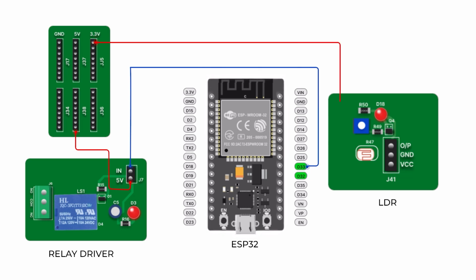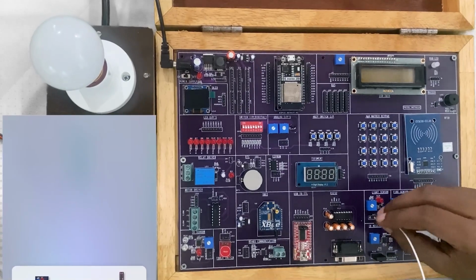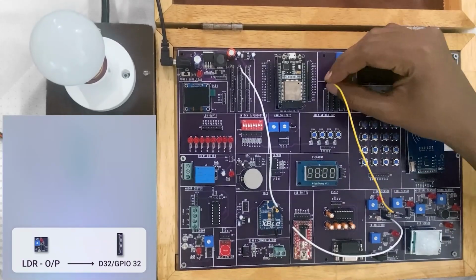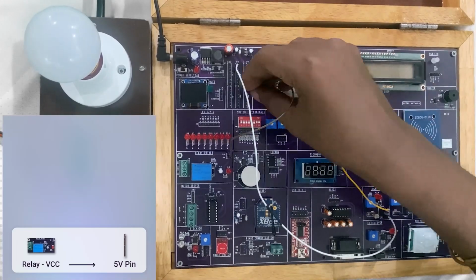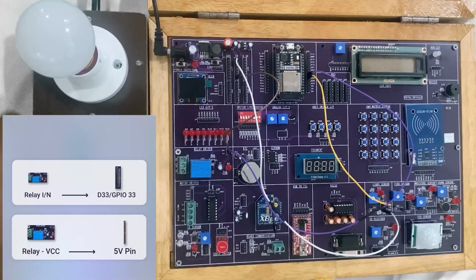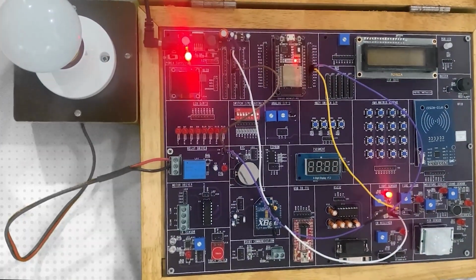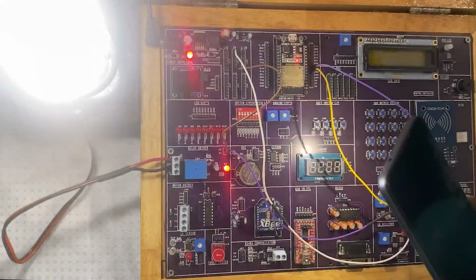Here the circuit diagram shows the actual wire connections being used. Power the IoT kit by connecting the adapter. Connect the selected input sensor, that is the light sensor, to the 3.3 volts power pin and the GPIO32 pin. Connect the selected output device, the relay, to the 5 volts power pin and the GPIO33 pin. Now pass a light through the light sensor and see the relay function.